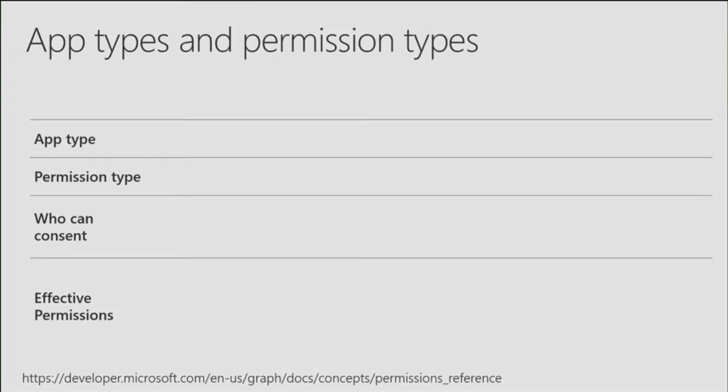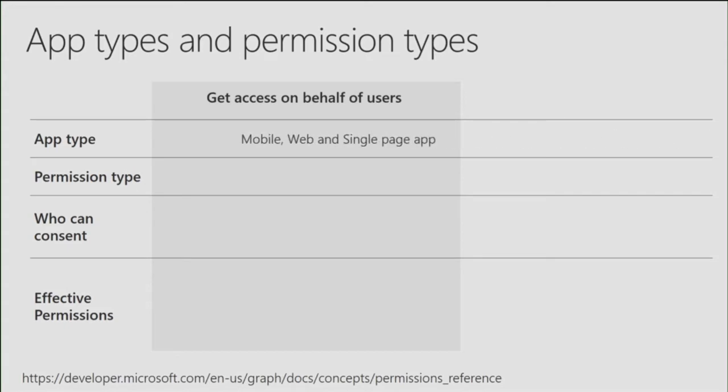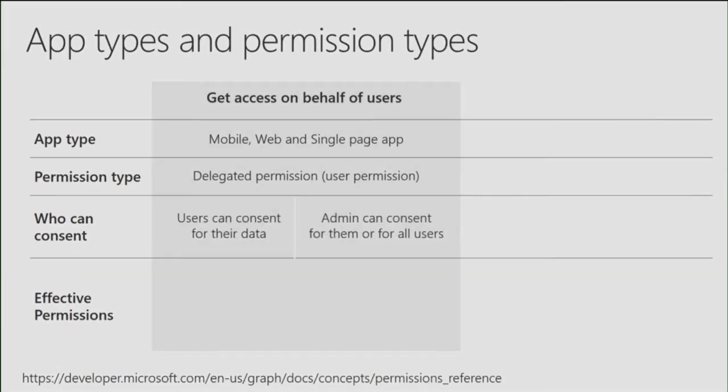So going back to how you access the API and getting that access token, we have different app types and permissions. First of all, we have the notion of your app being able to get access on behalf of a user. Generally, this is an interactive scenario where a user is present and using your app interactively. Generally, these are mobile, web, and single-page apps. The permission type we use for this is called delegated permission.